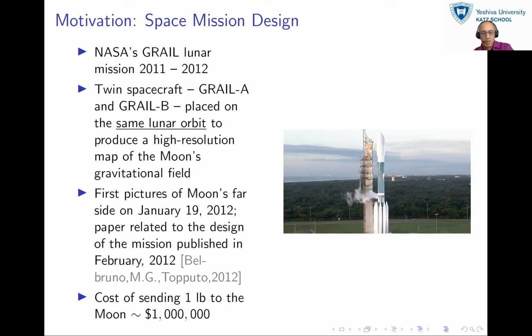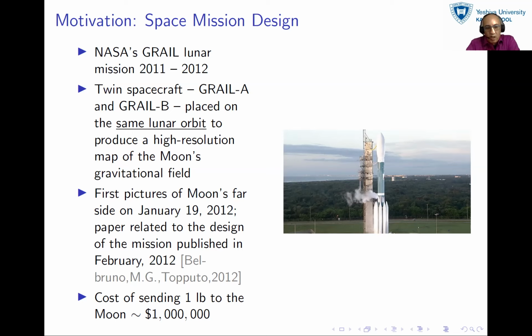And there is a need that some of these robotic space missions should be done as efficiently as possible, in terms of fuel consumption. The cost of sending 1 pound of material to the moon is about $1 million. And I think this is an underestimate because the costs have been going up. So if you want to send a robotic mission to the moon, for example, you try to find ways to minimize the cost as much as possible.